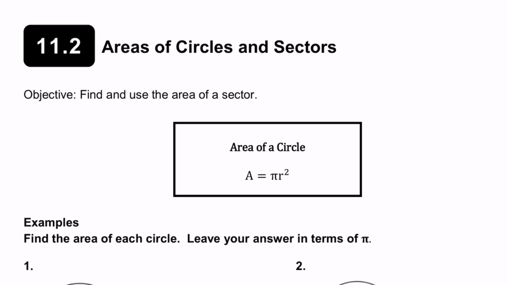Today we're looking at 11.2, areas of circles and sectors. What we want to do is find the area of a sector. If I'm looking at a circle, a sector is like a pizza slice. I have the center of my circle. If I want to find the area of just one little piece of a circle, like a pizza slice or a piece of pie, that would be the area of a sector.